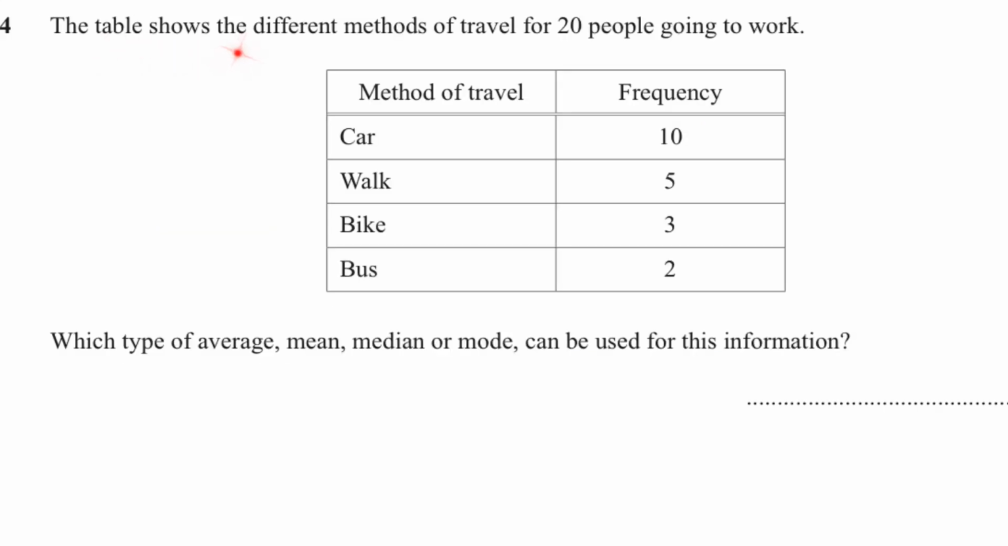The table shows the different methods of travel for 20 people going to work. We have been given the method of travel, car, walk, bike and bus, and the frequency is written here. Which type of average, mean, median or mode can be used for this information? As the frequency has been given to us and we can see that the car is 10, the best average is finding the mode.